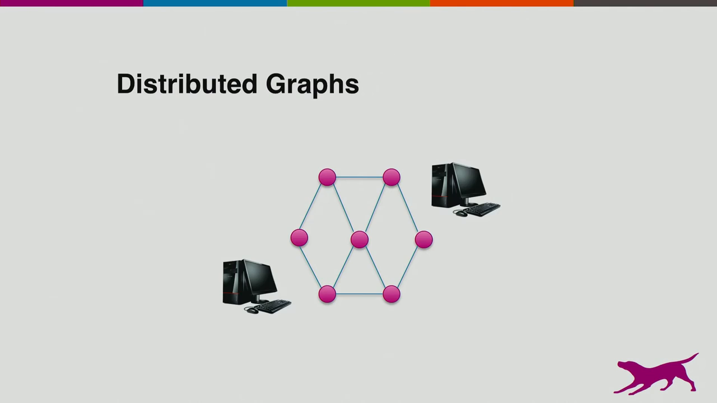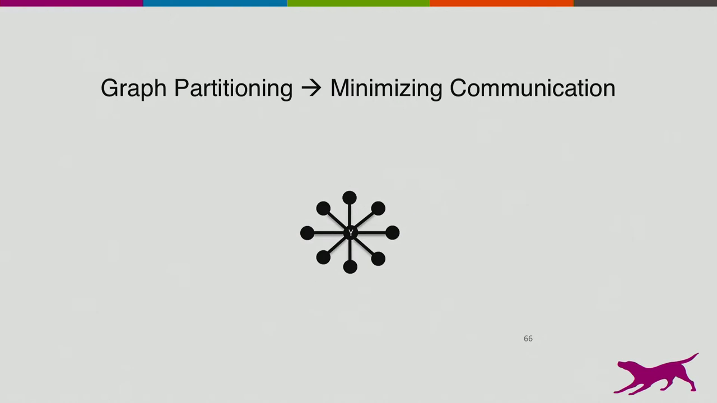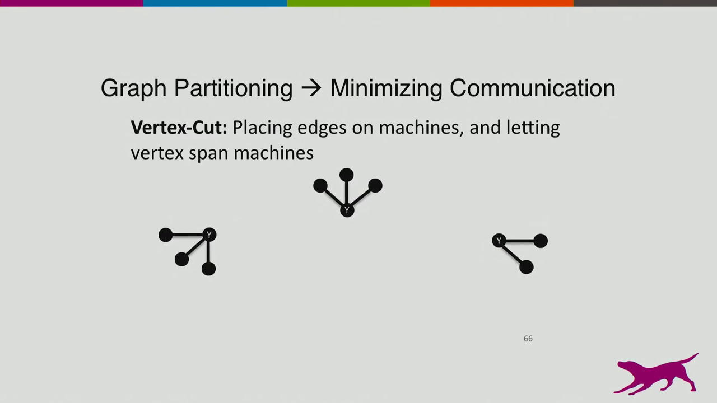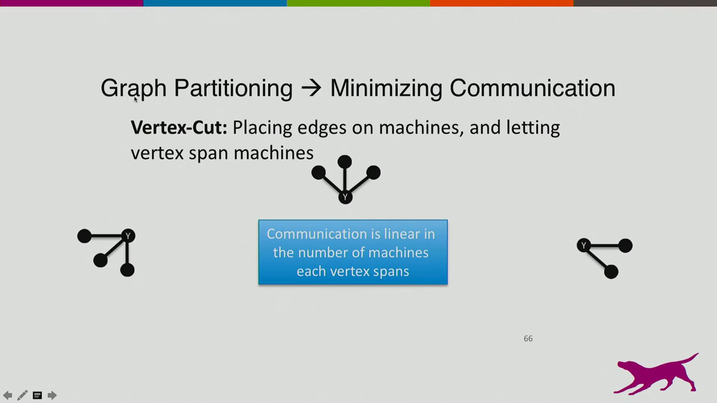How do we distribute graphs? This is even more interesting because it's even less embarrassingly parallel. Graphs have these constraints about vertices and edges, and we have to partition the graph. The objective of graph partitioning is to minimize the communication. Essentially, the number of machines that a vertex spans defines how much communication you need to do for that vertex. So we want as few replications of each vertex as possible. Graph partitioning is a really, really difficult problem, and doing it alone may be more expensive than your original task.